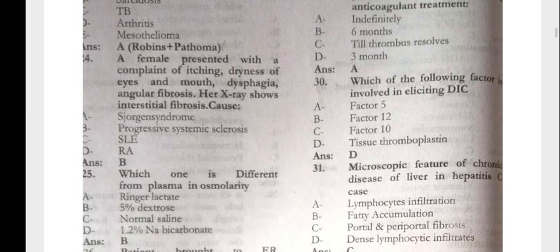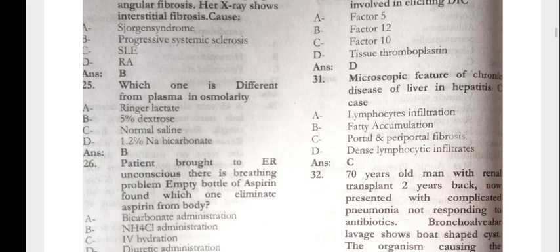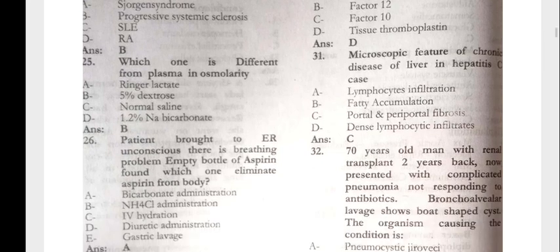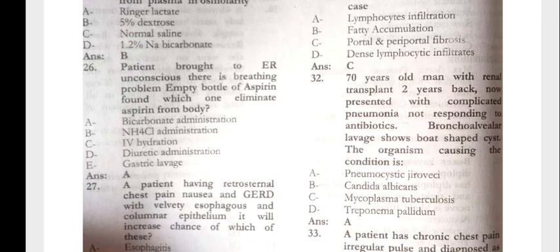That is vasculitis. The female presented with the complaint of itching, dryness of eyes and mouth, dysphagia, and her X-ray shows interstitial fibrosis. The cause is progressive systemic sclerosis. Which one is different from the plasma in osmolarity? That is the 5% dextrose.